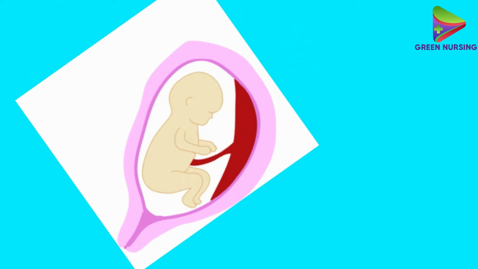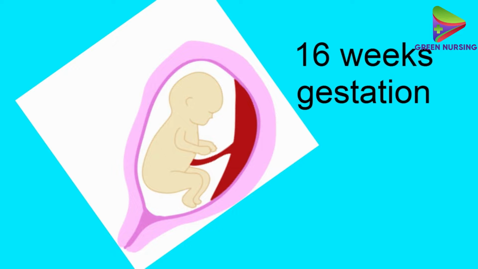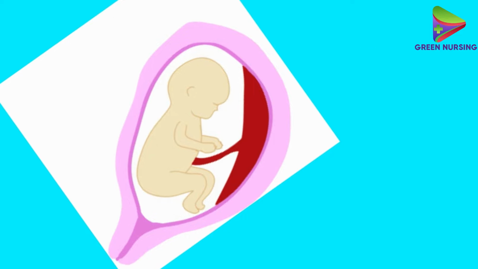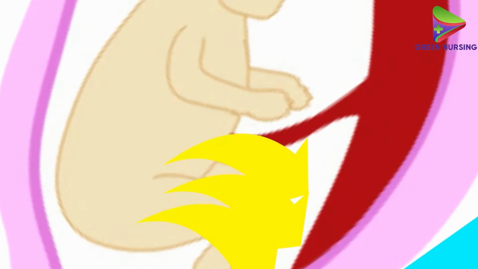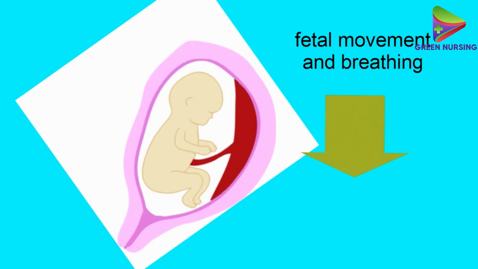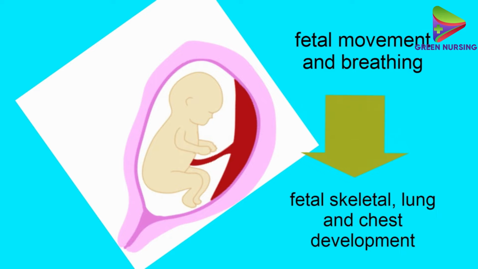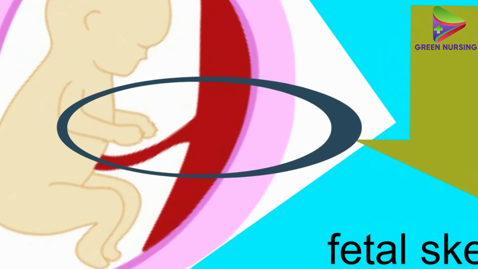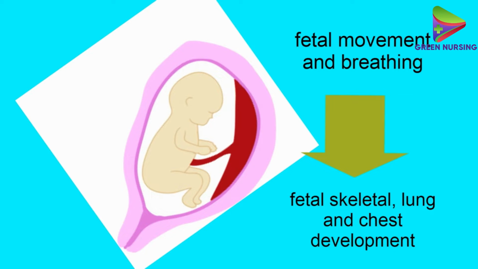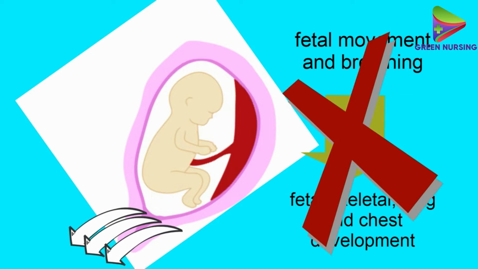Amniotic fluid starts to be continuously produced at approximately 16 weeks gestation. Remember that it is primarily dependent on fetal urine production. Amniotic fluid allows for fetal movement and breathing, which are important for fetal skeletal, lung, and chest development. Decreased or absent amniotic fluid can lead to compression of the umbilical cord and decreased placental flow. Disruption of the fetal membranes leads to a loss of these protective effects and the developmental roles of amniotic fluid.